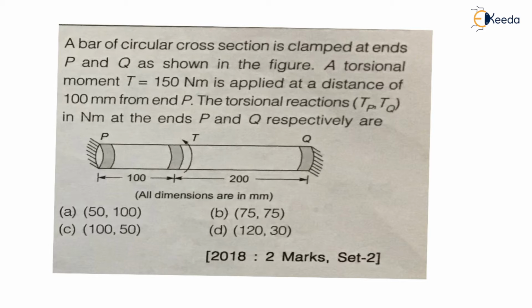This is my assumption. Let us say the reaction torque at P and the reaction torque at Q. These are the reactions that I have assumed here. The first step: if both ends are fixed, then we always have to assume the reactions at both ends. Here torque T is given as 150 Newton meter. Later we will put in these dimensions. Now let us consider this diagram. Here I am minimizing the question so that we get sufficient space for the solution.